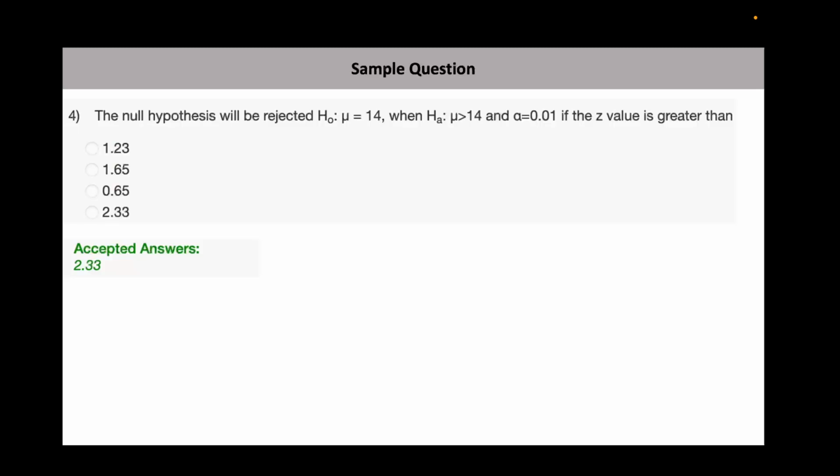The question was that the null hypothesis will be rejected if the z value is greater than what. So your option D is correct. Yes, one of you answered it. To answer these kinds of questions, we just need to know the z value for alpha 0.01 from the table, and you can solve them.